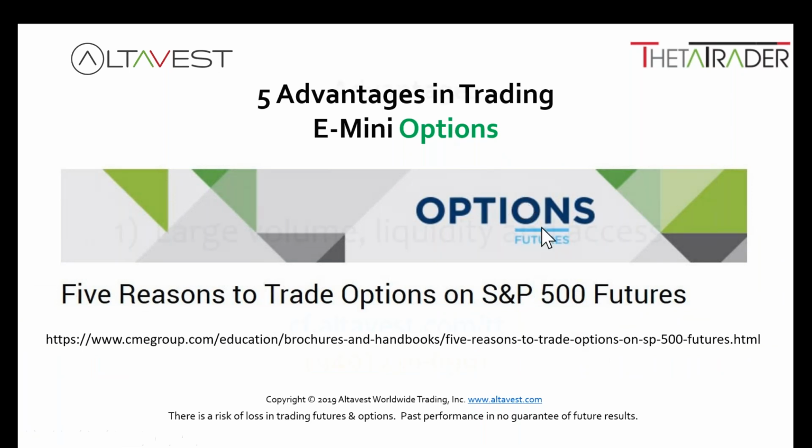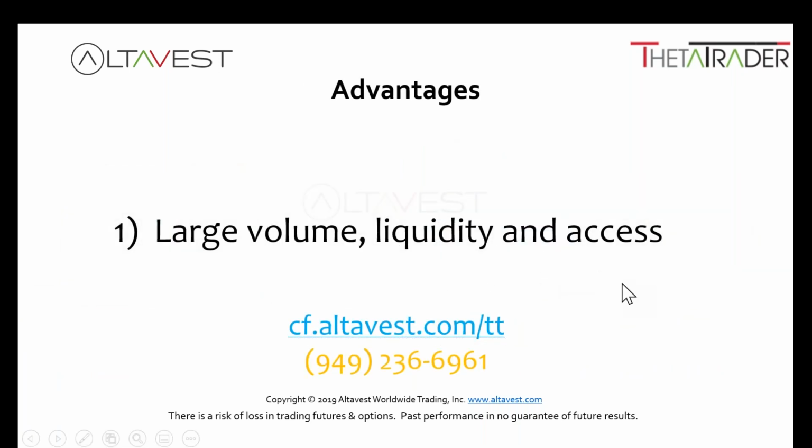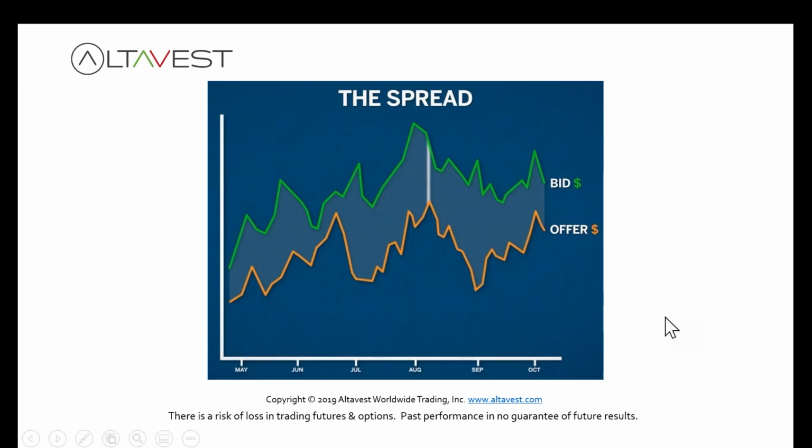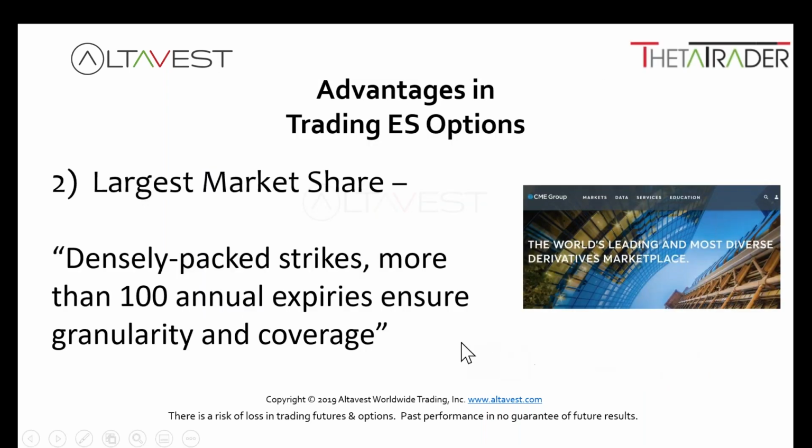5 more advantages for the E-minis: volume, liquidity, access. Superior execution is really what that means. So you get cost savings of $4 to $15 per contract on the ES options compared to SPX. That means you get the tight bid offer spread. How about the largest market share on those ES options? Densely packed strikes, 100 annual expirations. You get granularity and coverage.